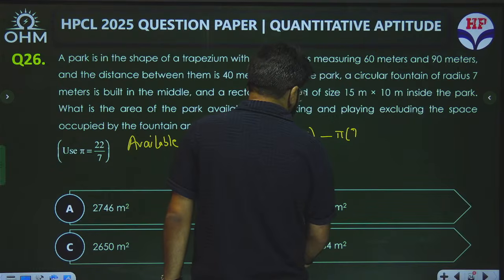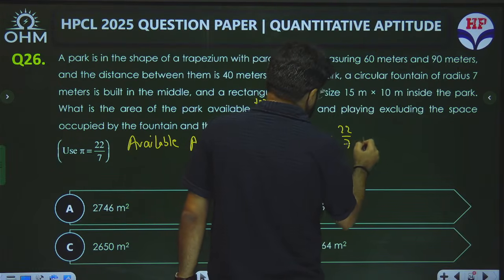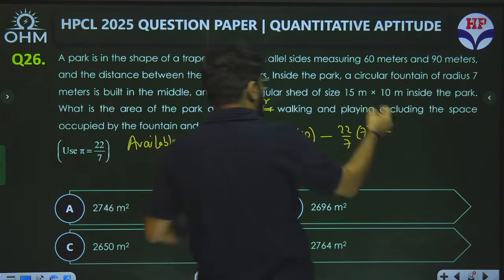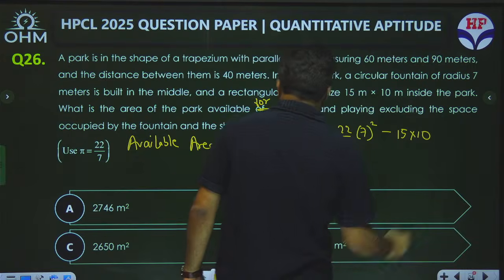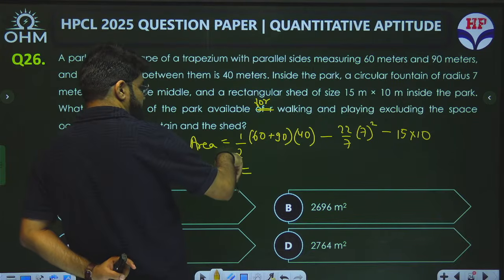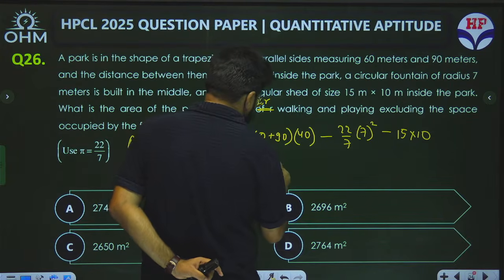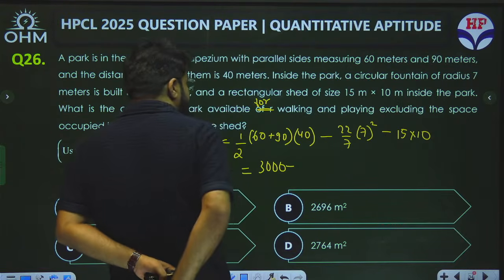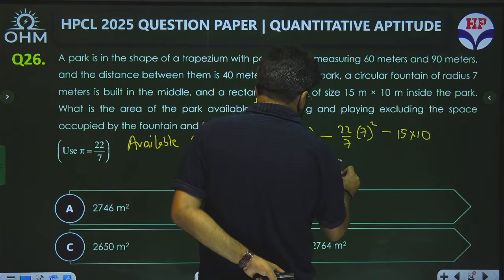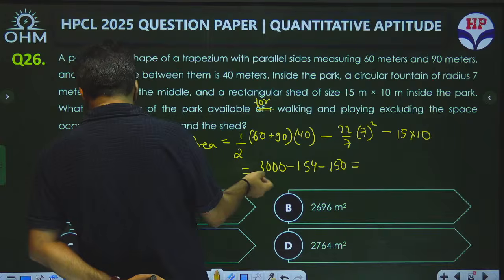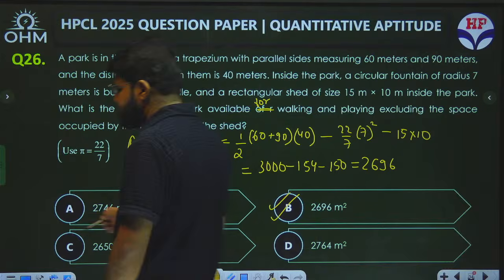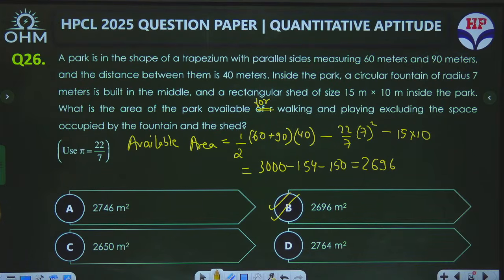Pi I'll directly write as 22 by 7, into 7 square, pi r square. And one more thing, you have to exclude the rectangular shed area. The rectangle area is simply height into base, 15 into 10. So this much is 150 into, you cancel this, 20, so 3000 minus 22 into 7, 154, minus 150. So 2700 and 4 less, 2696 it has to be. Yes, 2696, option number B.